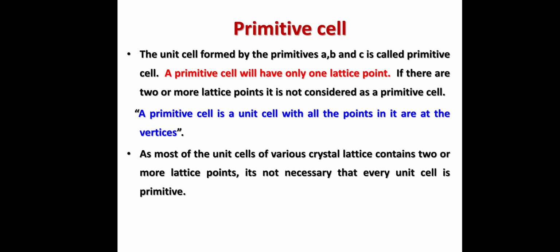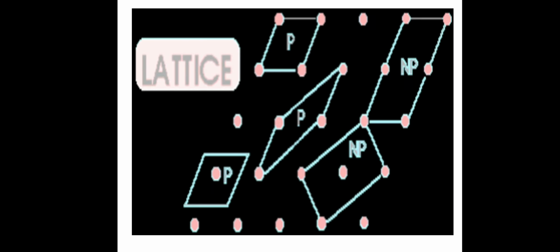It is a unit cell with all points only at the vertices, that is, at the corners. As most of the unit cells of various crystal lattices contain 2 or more lattice points, it is not necessary that every unit cell is primitive. So you may find unit cells having more than 2, or 3 or 4, 8, 12, like that. They are not primitive, they are all non-primitive cells.